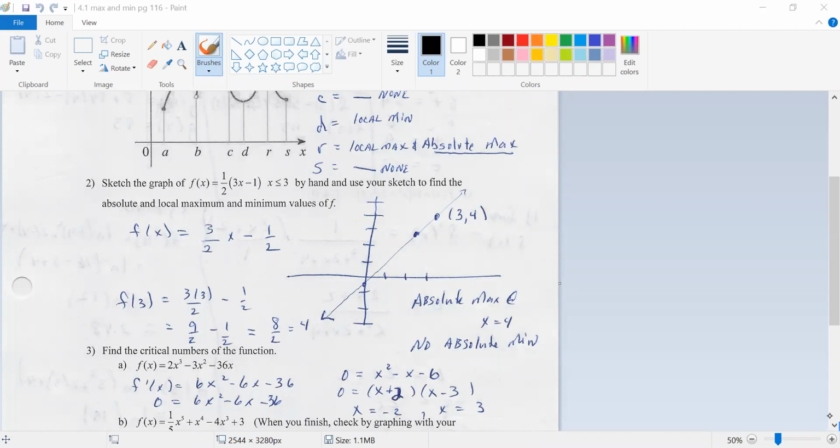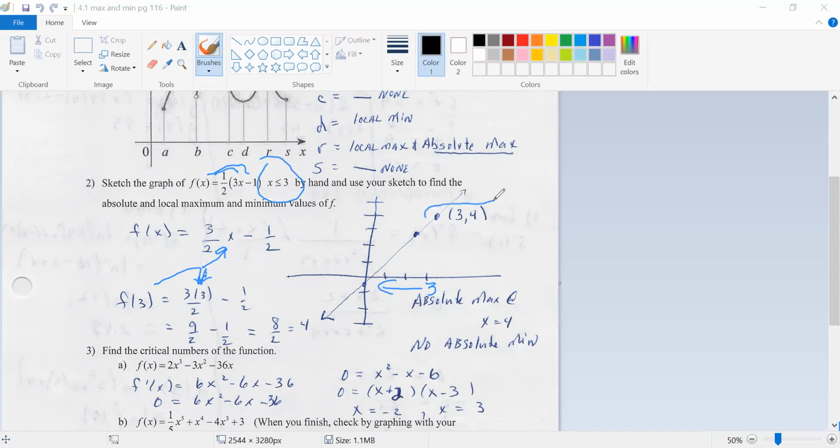So look at number 2. It says sketch this graph by hand and use the sketch to find the absolute and local max and minimum values of your function. Notice the domain they're talking about is x less than or equal to 3. So you only have to worry about from 3 this way. If I push that 1/2 through and distribute it, you end up with a function that looks something like this. To see what the y value was at 3, I plugged 3 into my function, and when you work all that out, the y value is 4.